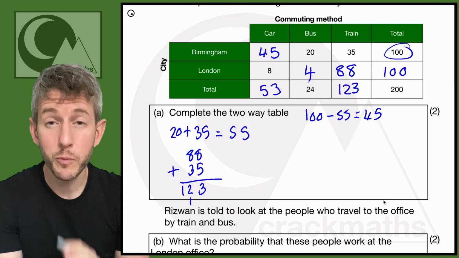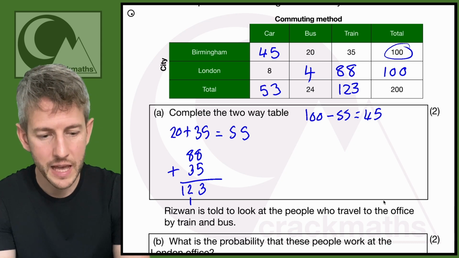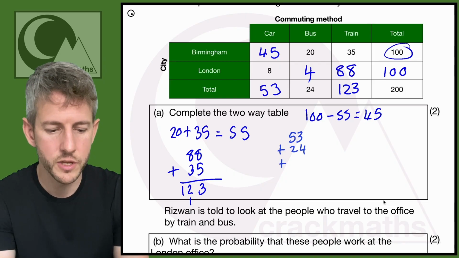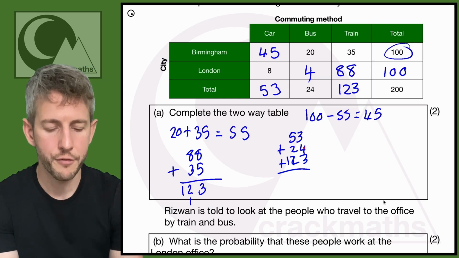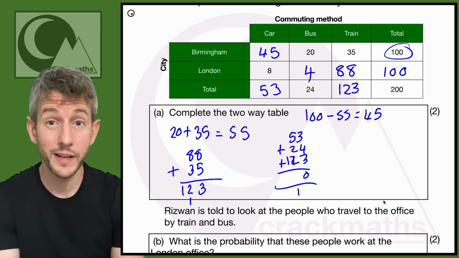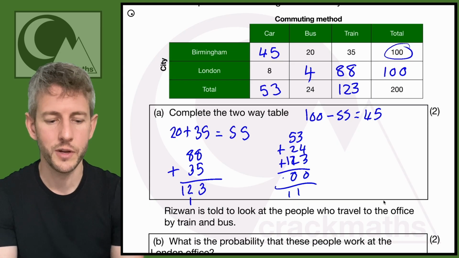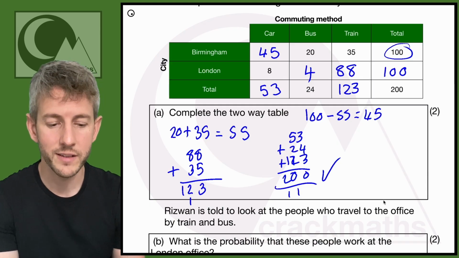Now, I just want to double check that I have got this table correct. So I'm just going to add that last row together. So 53, add 24, add 1, 2, 3. Okay, so 3 add 4 add 3 makes 10. 5 add 2 is 7, add 1 is 8... Okay, so I'm confident there that I've got those numbers correct.